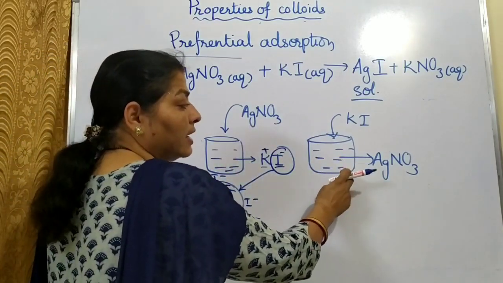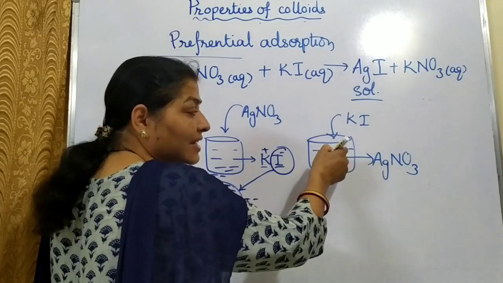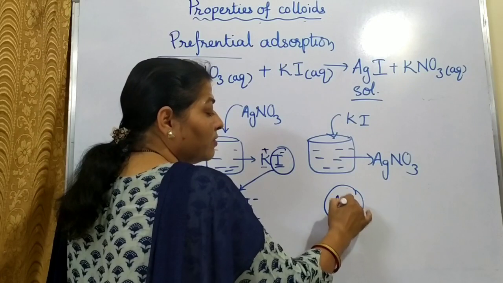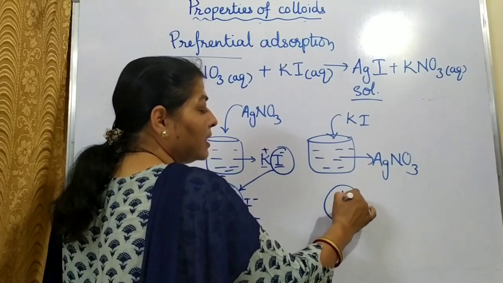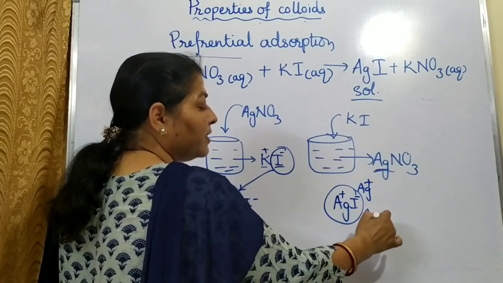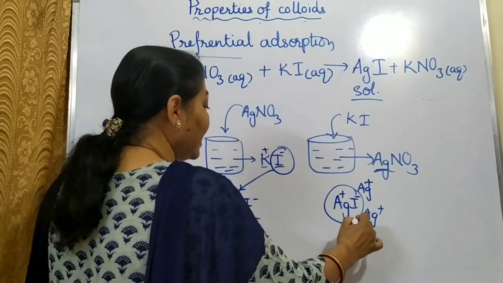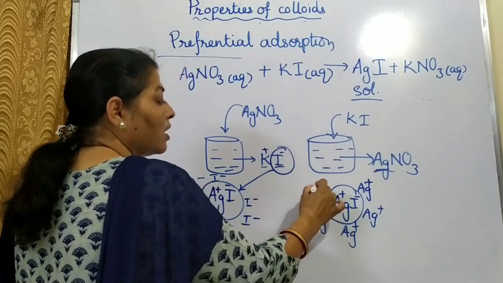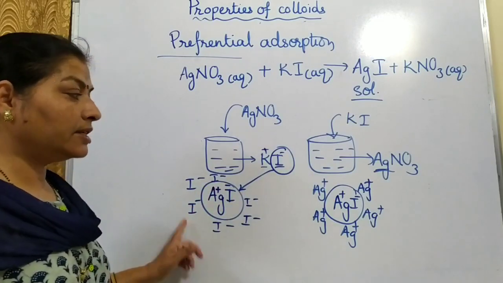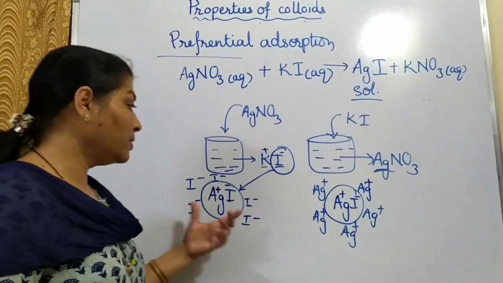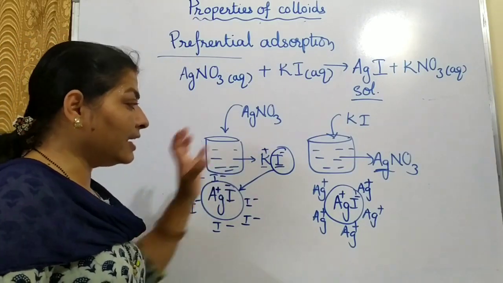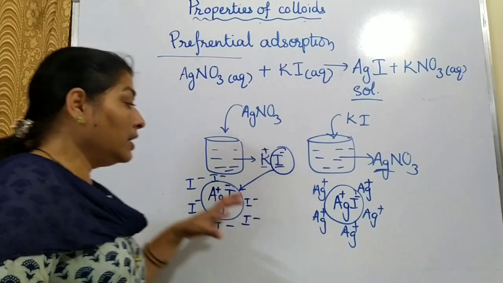In the other case, AgNO3 is there in the container and KI is getting added, meaning AgNO3 is in excess. Which ion is there out of Ag plus and I minus? It is Ag plus which is present in the container. So Ag plus will get adsorbed on the surface, and as a result a positively charged sol will form. Getting it? When is a negatively charged sol formed? When is a positively charged sol formed? Whichever ion is present in excess in the container will get adsorbed on the surface.